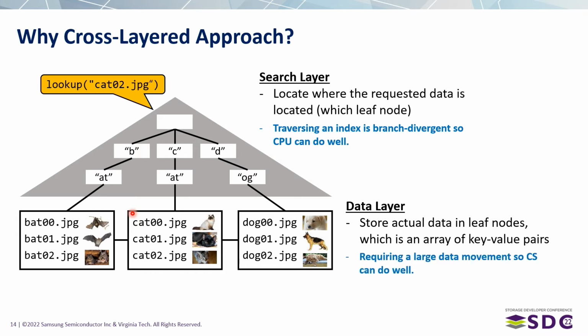And also, if you think about the leaf node operation, once the leaf node is located, what we actually have to do is read this leaf node into memory, and then do some key comparison, find out that cat02.jpg is what we want, and return the result. So essentially, the data layer operation requires a data copy, and we need to perform some form of parallel key comparison. That's something that the FPGA can do better, right?